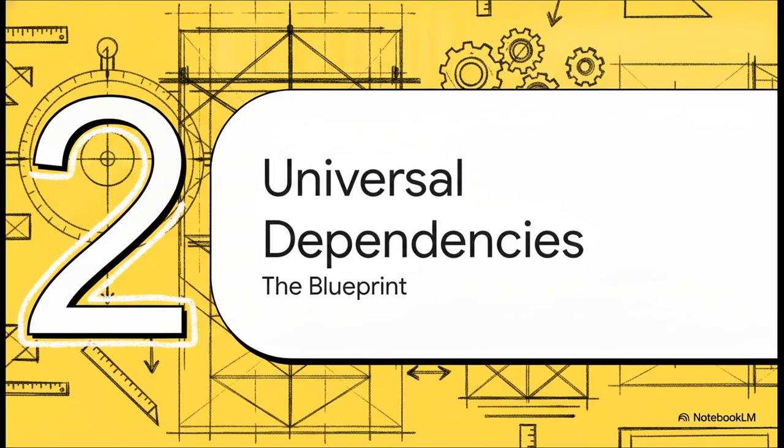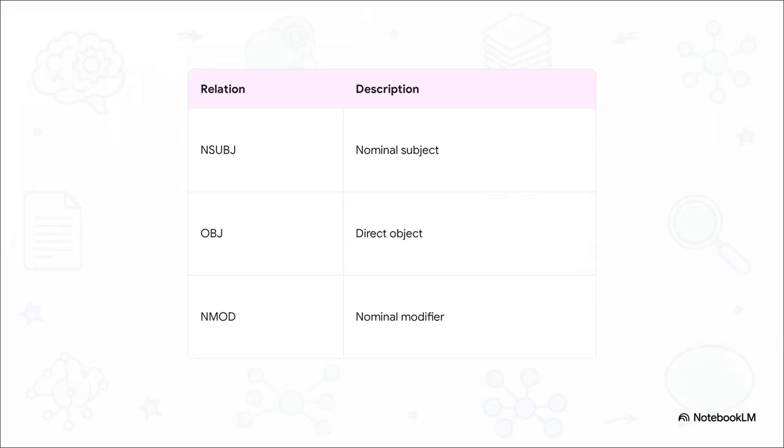Moving on to section 2, let's look at building universal dependencies, or what we can call the blueprint. So, linguists actually created this massive undertaking called the Universal Dependencies Project, which standardizes these exact structural labels across more than 100 different languages. It's incredible. Take a look here. NSUBJ identifies the nominal subject of a verb. OBJ is your direct object, and NMOD shows a nominal modifier. This means that whether an AI model is parsing English, Basque, or Mandarin Chinese, it's using this exact same blueprint of labels to classify those hidden relationships between words.